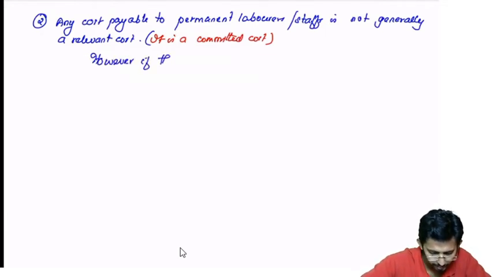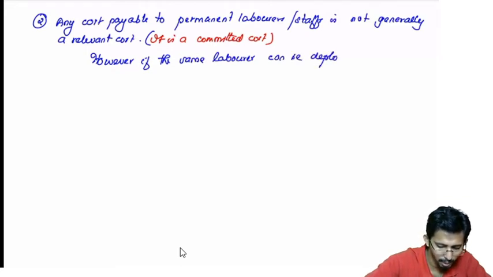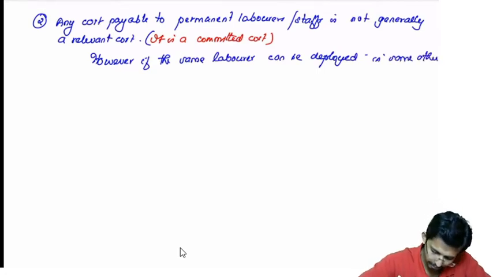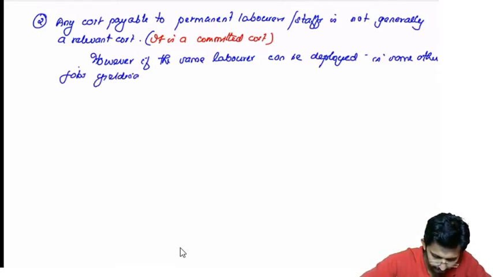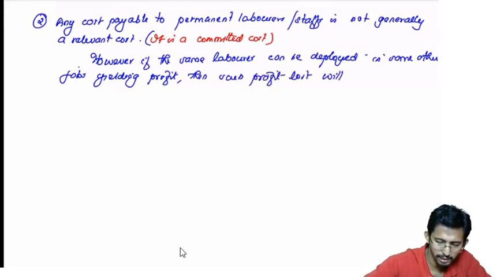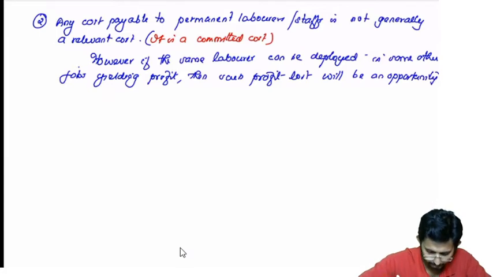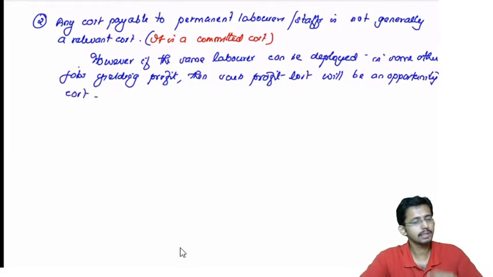Okay, however, if the same laborer can be deployed in some other jobs, okay, some other jobs yielding profit, then such profit lost will be an opportunity cost. You have a labor which is a permanent labor.